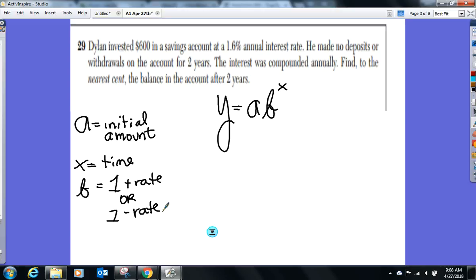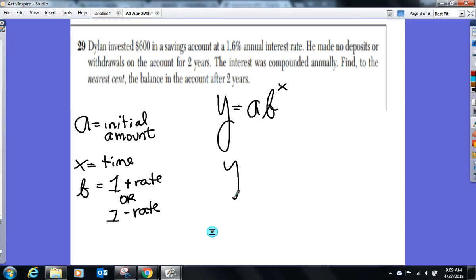Anybody know which one to use depending on the problem? Matthew? If something's increasing every time, you're going to do 1 plus the rate. If it's decreasing every time, 1 minus the rate. What about this one here? Which one would I use here? You got money in the bank. I don't think we lose money, correct? All right, so we're increasing.